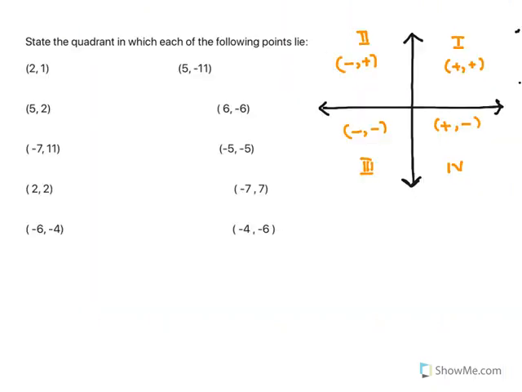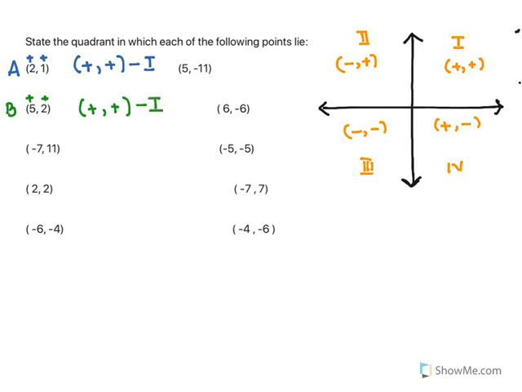State the quadrant in which each of the following points lie. Now we take the first point, say A. The x coordinate is positive and the y also is positive. So positive, positive means it will lie in the first quadrant. Let's take up the next one, B. The x coordinate is plus and the y coordinate is also plus. So this is plus, plus means also lie in the first quadrant.